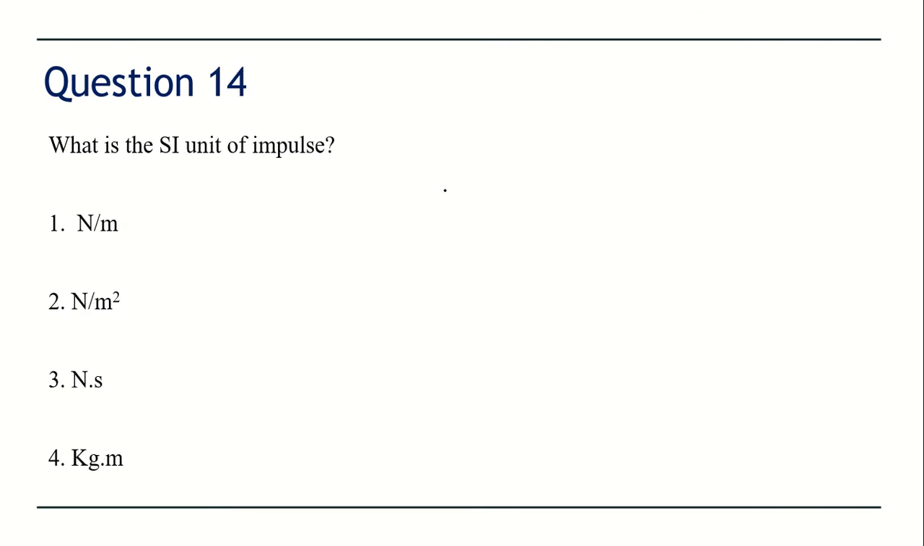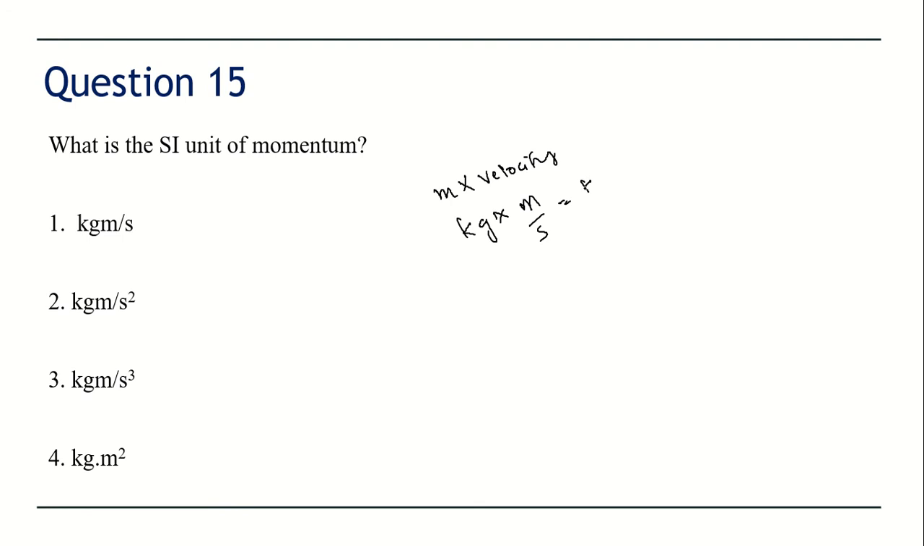What is the SI unit of impulse? I told you impulse is force into the time taken. So force is Newton and time is second, so Newton second is the unit. And next, what is the SI unit of momentum? Momentum is mass into velocity, as I've told you. SI unit of mass is kg, velocity is meter per second, so the unit is kg meter per second. So the first one is the correct answer.